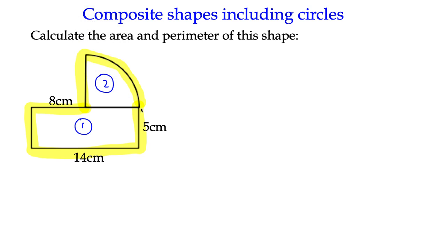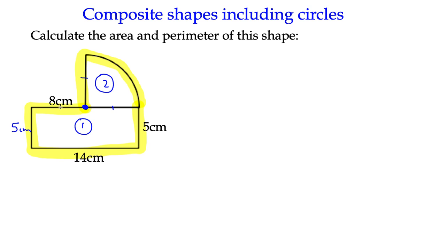So let's have a look. We've got 5 and 14. We know that's 5 and we've got 8. So that's all the straight edges there. Now these are radius lines. This sector here, this point here would be the center of the circle. So this is a radius and this is a radius, so they're both the same size, right?